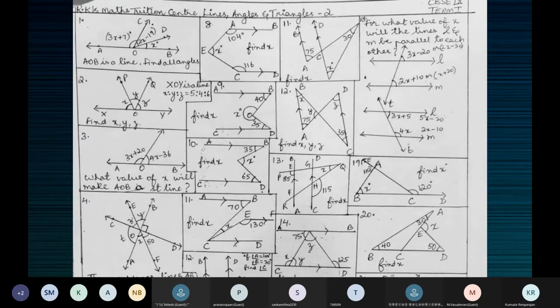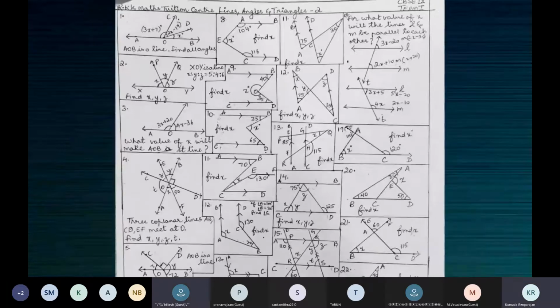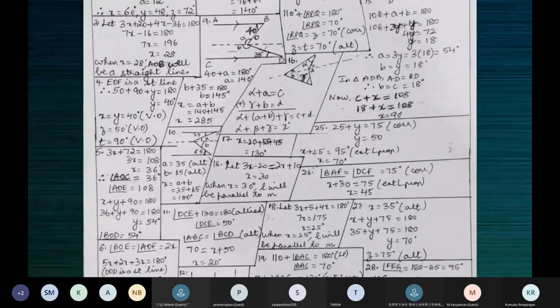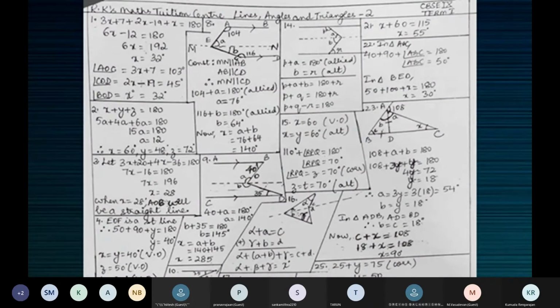Done with the figure, children? Yes, ma'am. Please see the answer here. If you have any questions, you can ask me. You can see the 8th answer here. The answer to question number 8 is here.